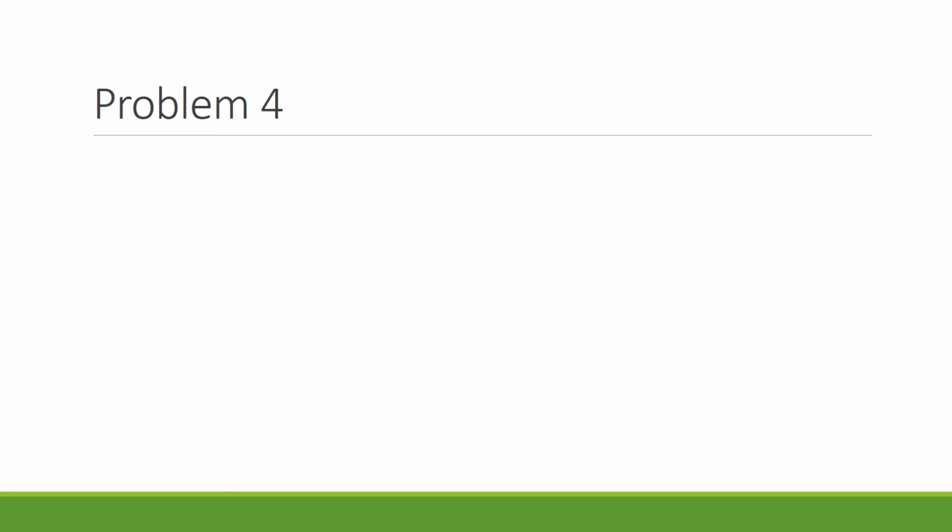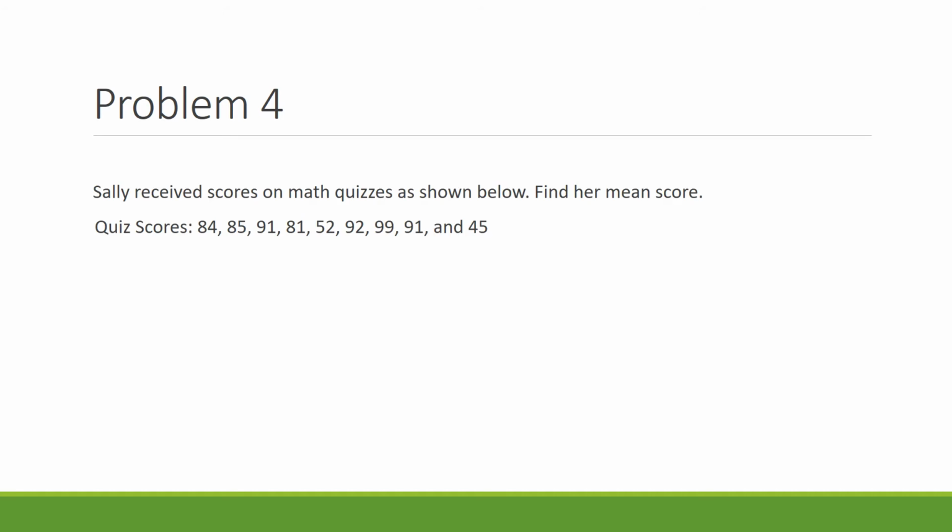Are you ready for some statistics? Sally received scores on math quizzes as shown below. Find her mean score. As you see, we're given this data set, which is her quiz scores. Let's find her mean score. Our first step will be to add each of these scores together. As you see, adding all of her quiz scores gives us a total of 720.